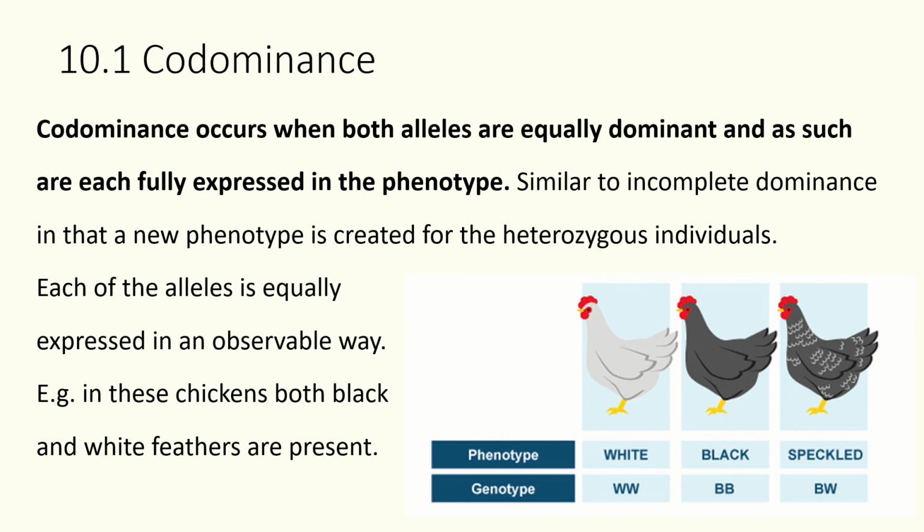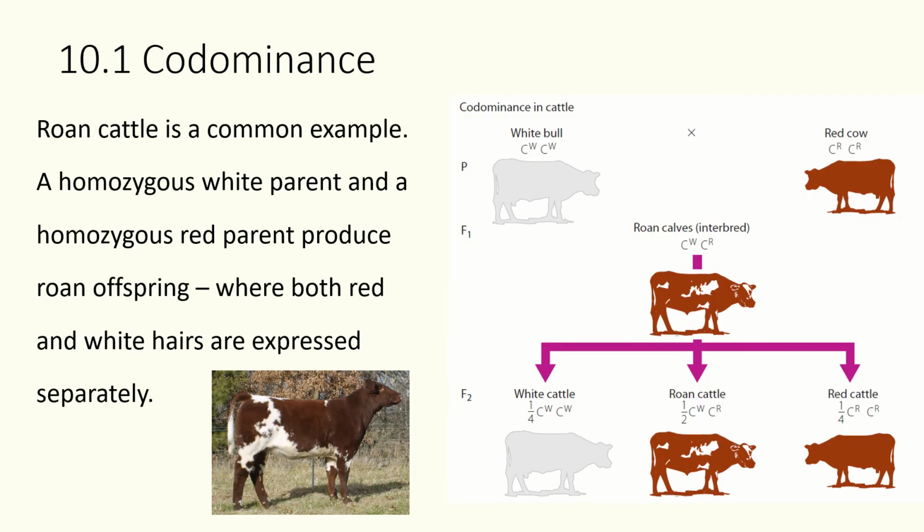being shown in the phenotype. A very common example are roan cattle. Roan cattle exist when you have a homozygous white parent and a homozygous red parent. The calves have both red and white hairs, resulting in each of them being expressed equally. Now, when we say that each of them is expressed equally, it doesn't mean uniform, but they're just separately represented.